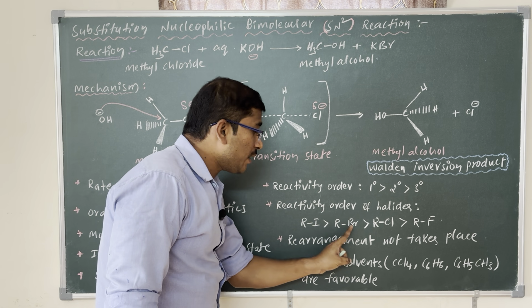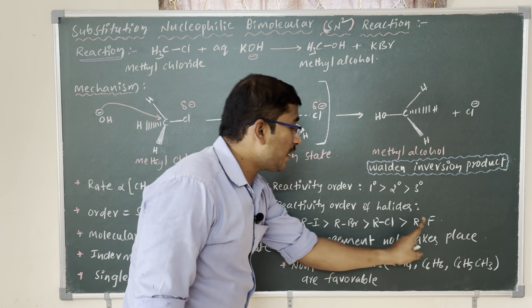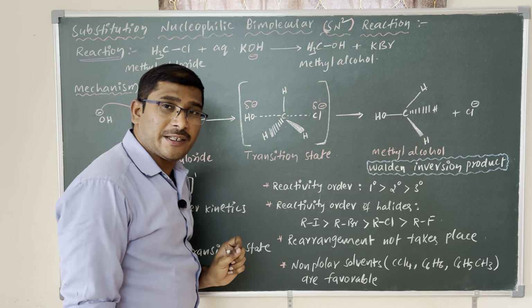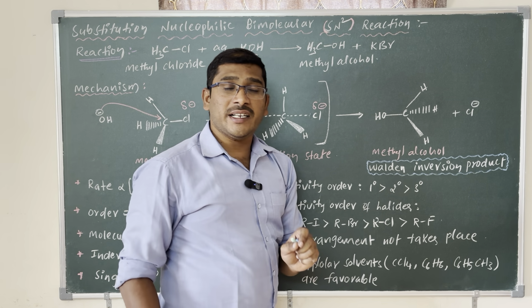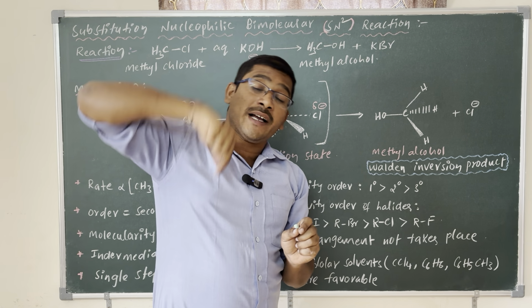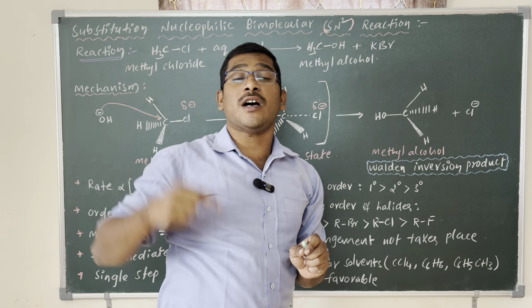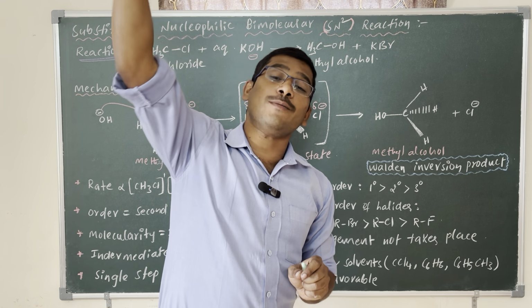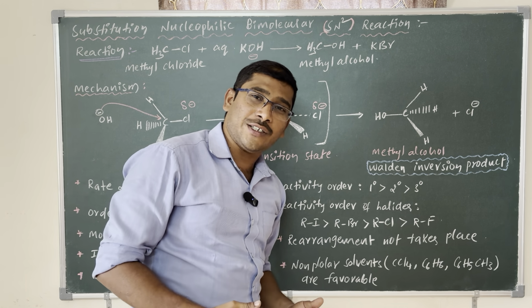Reactivity order of halides: iodides are more reactive than bromides, bromides are more reactive than chlorides, and the least reactive are generally fluorides. Rearrangement does not take place in the SN2 mechanism. In the SN1 mechanism, rearrangement can take place, based on the stability of the carbocation, because their intermediate is a carbocation. Here, rearrangement does not take place in the case of the SN2 mechanism.